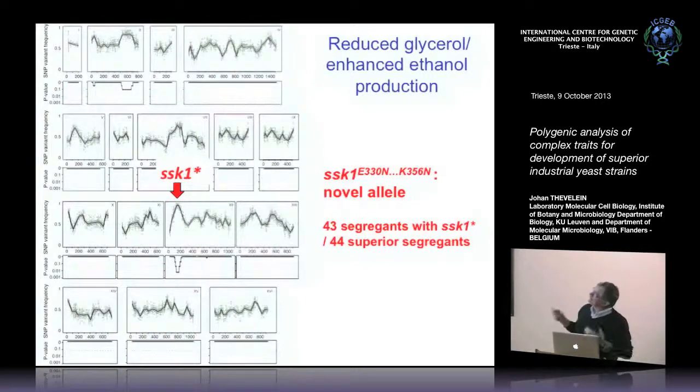And so we then reasoned, okay, this segregant number 44 must have all the other mutations that cause low glycerol production if it does not have this very important one. It has to have all the other ones because this one was also superior. It also had the low glycerol production. So we backcrossed this number 44 with the inferior parent.